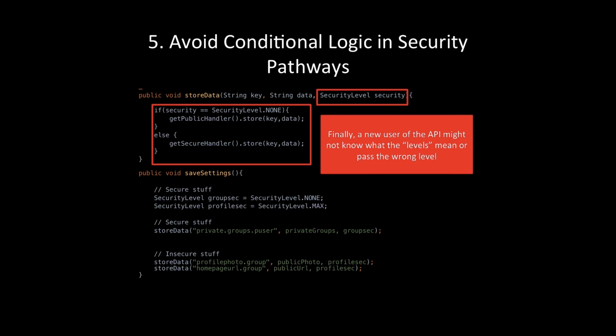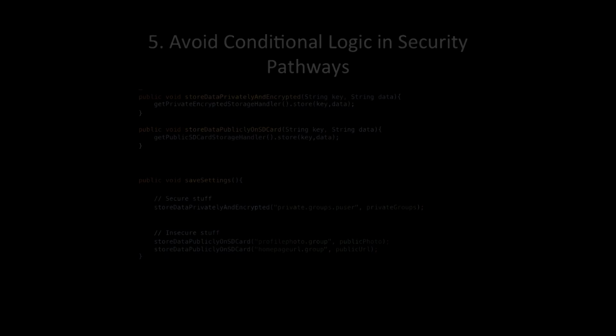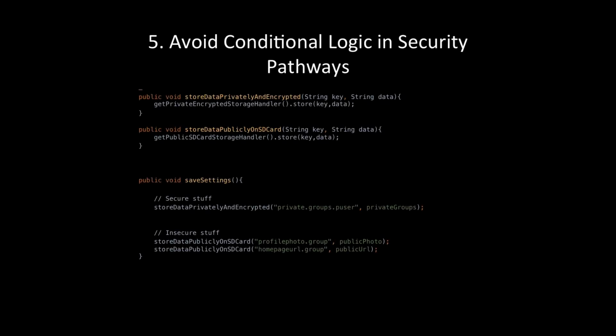So we would really like to have an interface that makes it clear what the semantics are of the calls that they're making, so that there's no way that they could misinterpret what the security is intended to do. So how could we make this interface even cleaner and more straightforward from a security perspective? Well, if we could remove the conditional logic and refactor our code to look more like this, where we actually have two different methods that have very clear intentions.